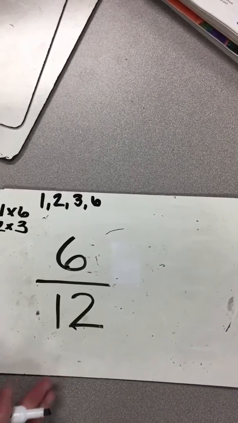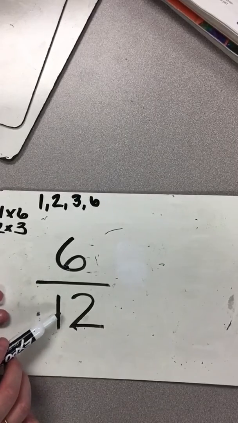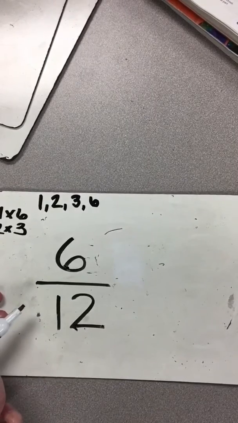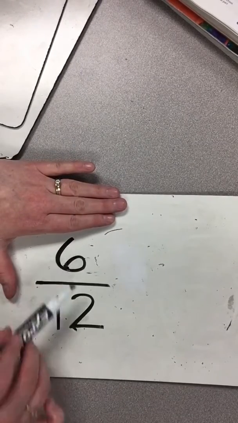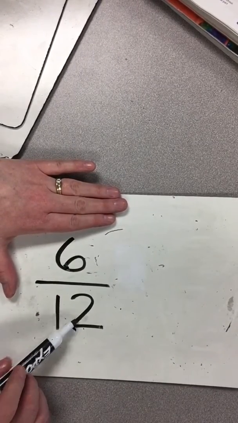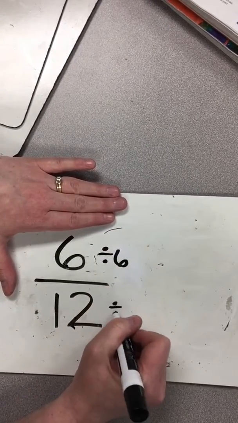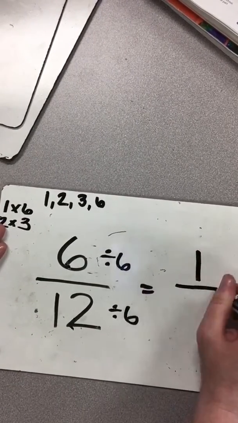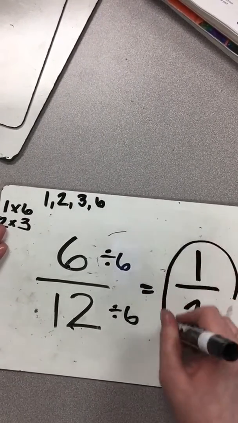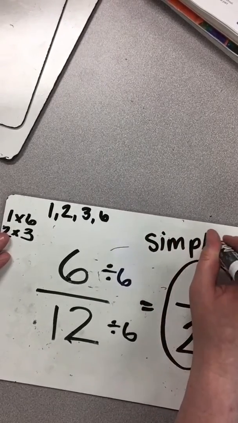A little bit of a shortcut for this one. If your numerator can go into your denominator, if it's one of your factors, you don't have to do all this work. Because if 6 can go into 12, what can I do? I can divide by 6. Because 6 divided by 6 is 1, and 12 divided by 6 is 2. So 1/2 is in simplest form, or lowest term.